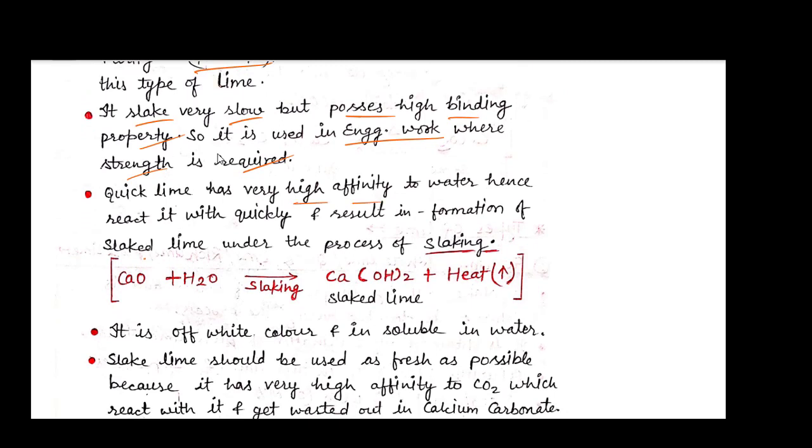Affinity means it has a great attraction to water and hence reacts very quickly and results in the formation of slaked lime under the process of slaking. As we have already discussed, when we add water to quicklime, the process of slaking starts. Here the process is CaO plus H2O, quicklime plus H2O. When slaked, it forms Ca(OH)2, which is slaked lime, and heat is generated. So it is an exothermic reaction.